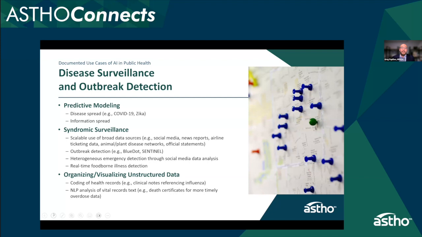Syndromic surveillance, for those who aren't familiar, is traditionally the process of gathering data on patients' symptoms to estimate disease spread before we're able to rely on disease diagnosis. But being able to complement traditional syndromic surveillance and clinical data with any number of data sources like social media and news reports through AI tools really expands the impact and reach of syndromic surveillance significantly. An example of this is an AI model called Blue Dot was among the first to identify and model COVID-19 using international news reports and official statements alongside airline ticketing data and animal and plant disease network data.